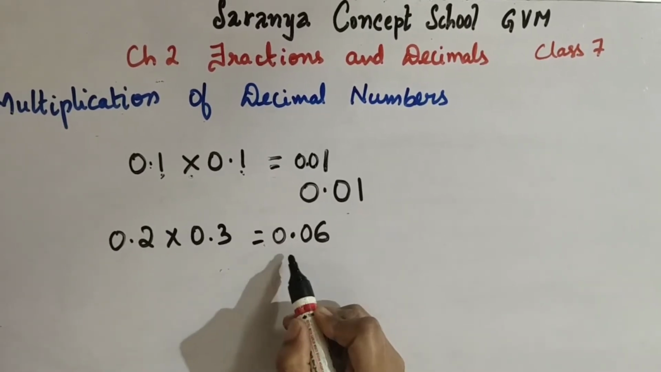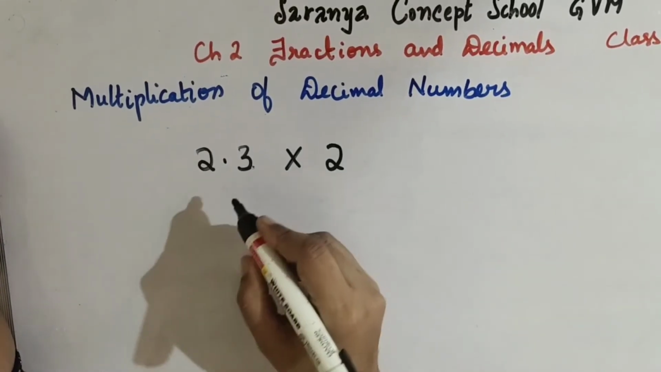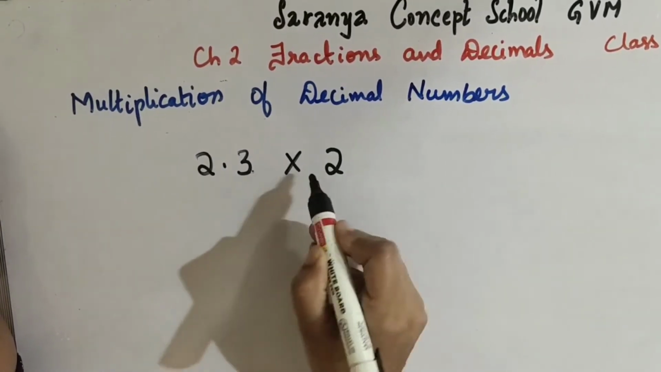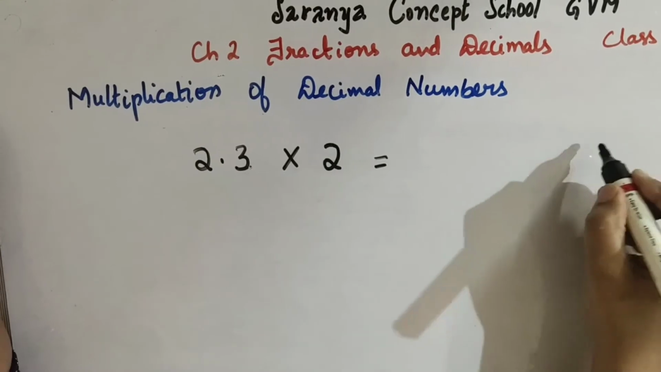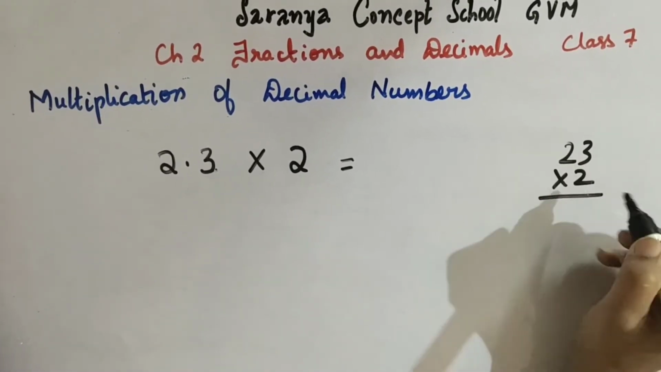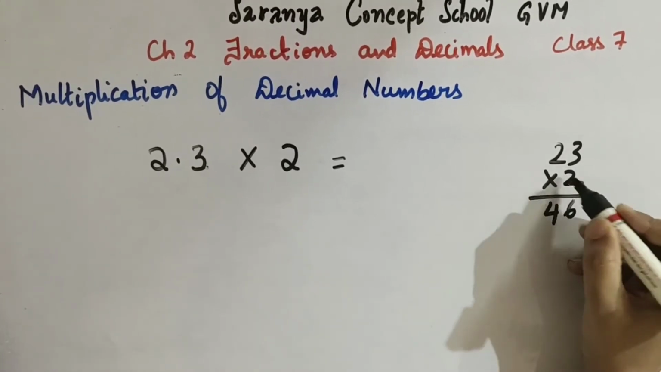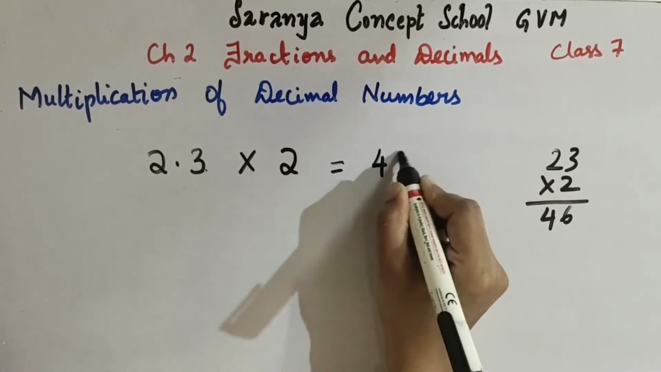So the solution is 0.06. So let me explain some more examples. Here let us multiply 2.3 into 2. As I told, we need to go for the normal multiplication. 23 into 2, how much? 46. 2 3s are 6, 2 2s are 4. So 46, let us write first.